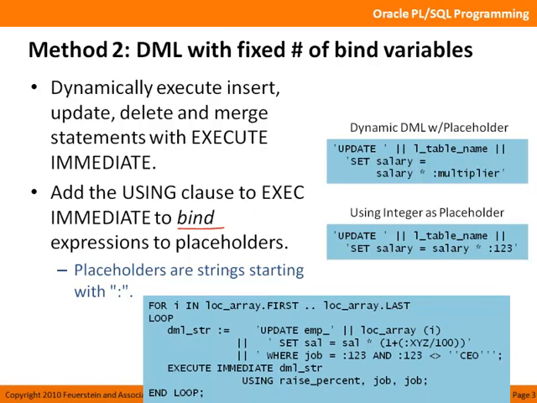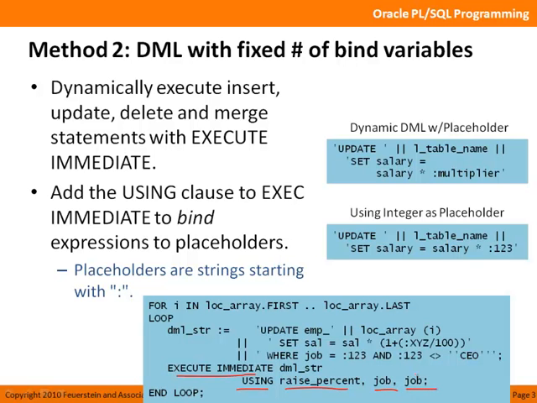So here's a quick initial example. I'm constructing my DML string inside a loop. My table is dynamic, so I have to do this with execute immediate. I construct my update statement. Notice I've got a placeholder here, a placeholder here, and a placeholder here, strings and integers. And then in my execute immediate statement, I have a using clause, and then I specify a variable or an expression for each one of the placeholders in my string.